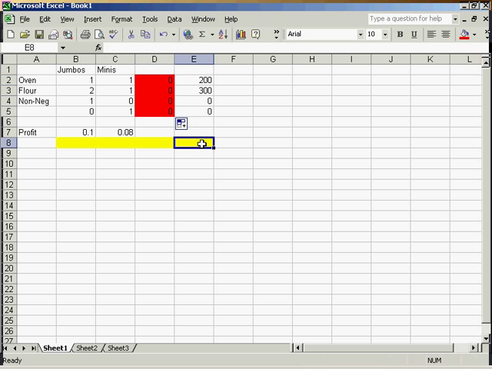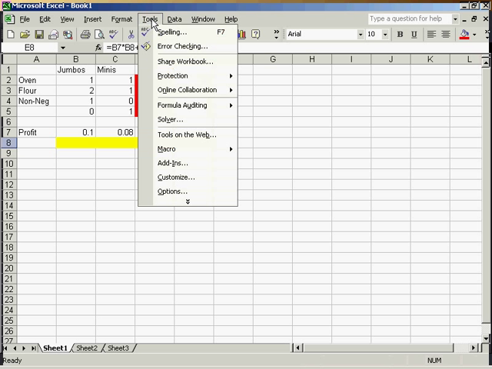I'll then select the last highlighted yellow cell, and I'm going to type in a formula for it. This is where our ultimate profit will be. I type equal to get our profit. It'll be the coefficient for profit times the number of jumbos that will be sold, plus the coefficient for minis times the number of minis that will be sold. And I hit enter. I'm then going to go back and highlight that cell. Now I'm ready to just use the solver.